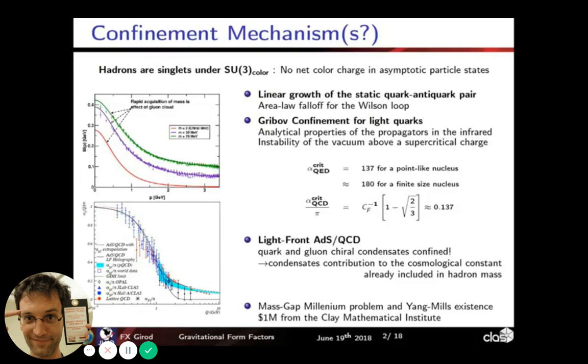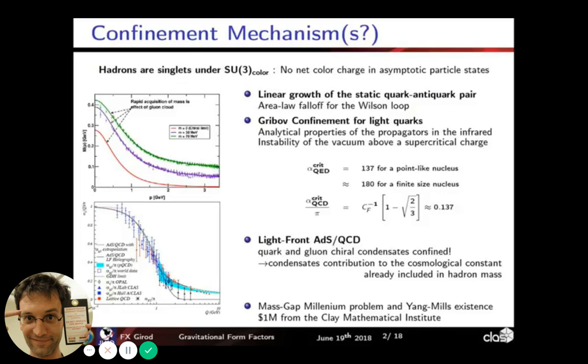So first, let me say a couple general things about confinement. We all agree on the definition of confinement: the idea that there is no net color charge in asymptotic states. In other words, hadrons are singlets under SU(3). But the question is, what is the mechanism for confinement? For heavy quarks, I think we also all agree that there is a linear growth of the static quark-antiquark pair potential. This is seen in lattice QCD. This can also be computed in non-relativistic QCD.